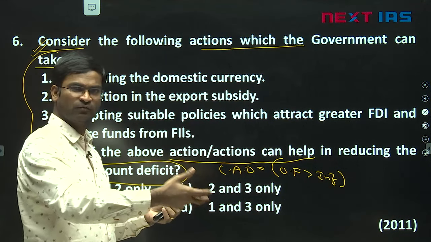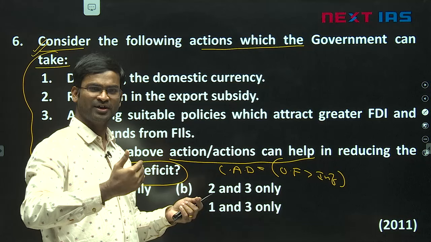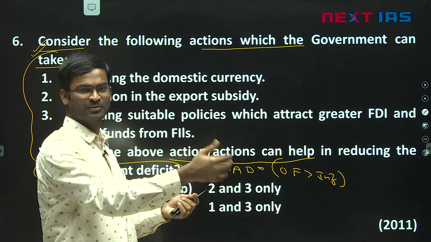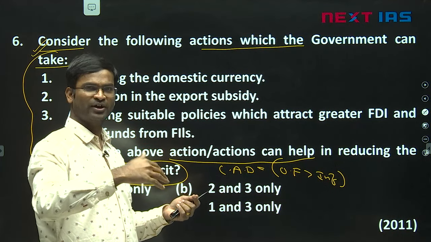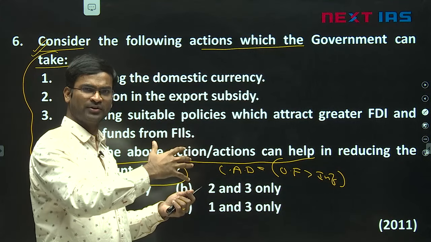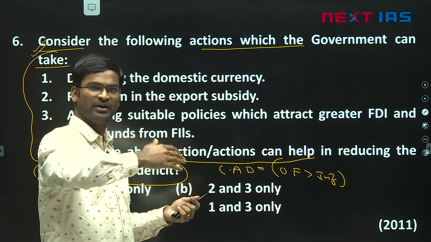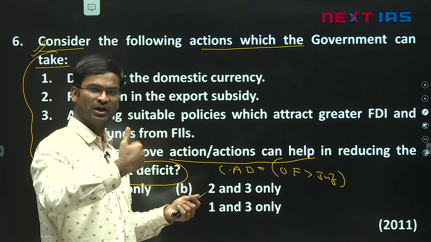Simply inflow ज़्यादा होना चाहिए, पैसा ज़्यादा आना चाहिए, पैसा कम जाना चाहिए friends. पैसा आएगा ज़्यादा, then we can reduce current account deficit. Now look at options where money is coming, where money is going. So inflow plus, outflow minus.